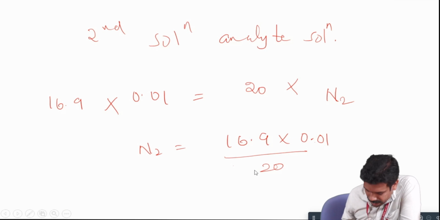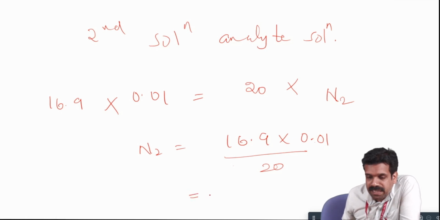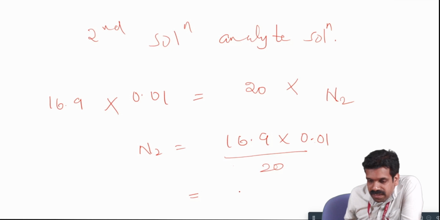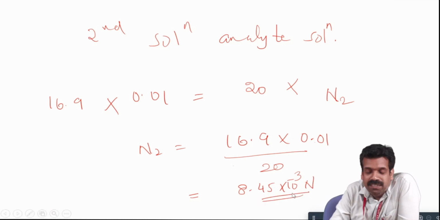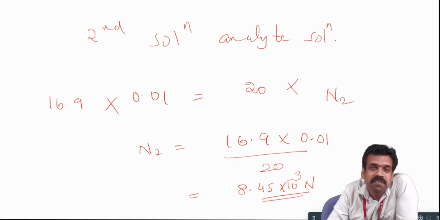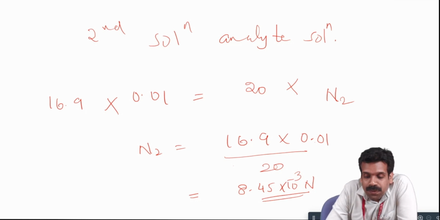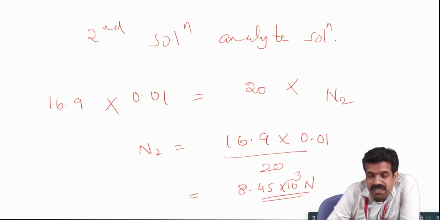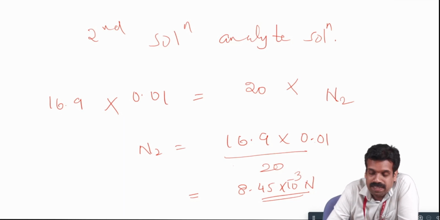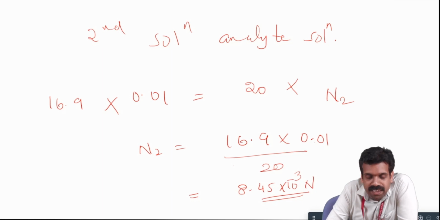When you do this calculation, you are going to get an answer, maybe 8.45 into 10 to the power of minus 3. I am sorry, I did not calculate using a calculator, I gave this value from mental calculation, but you can verify it. So this is the normality of the given acid solution. This is how we find the concentration of the analyte solution, or the unknown solution, with the help of titration in laboratories. That's all from my side in this lecture.